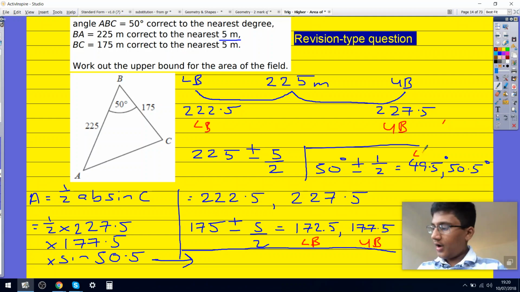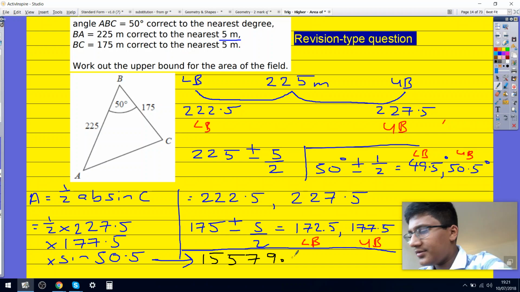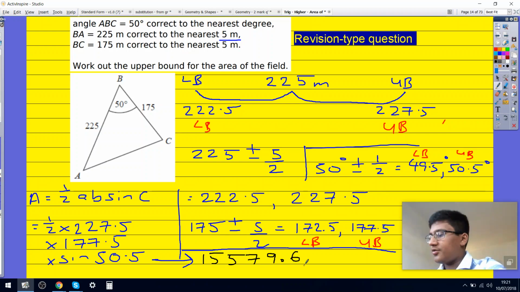Did it say how many? Does it want it to 1 dp? It doesn't say. Everything in the question is to 1 decimal place, so we'll do our answer to 1 decimal place. So that would be 15579.6 meters squared. Well done.